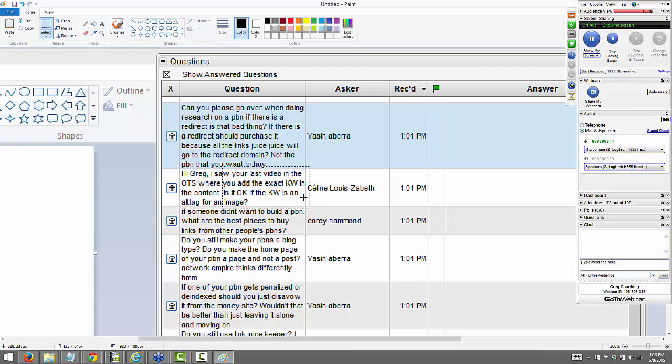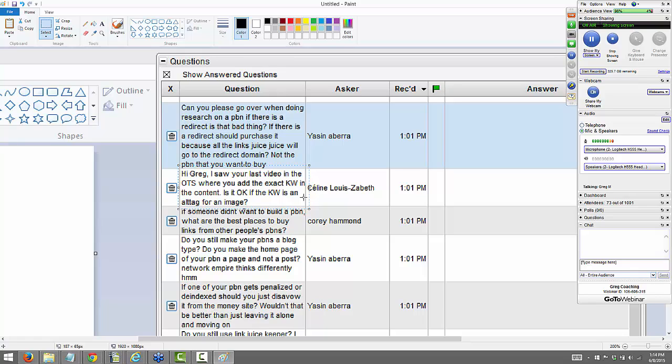From Celine, I saw your latest video in the OTS where you add the exact keyword in the content. Is it okay if the keyword is in the alt tag for an image? Yeah, actually, Celine, that usually should work. I've tested that before where the keyword wasn't on the page, and I only added it to an image alt tag, and it actually moved the keyword up just like you saw in that example.